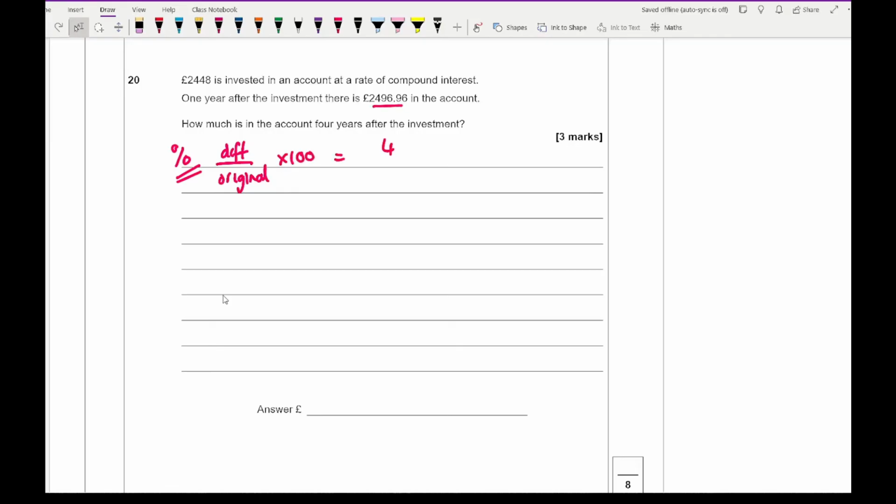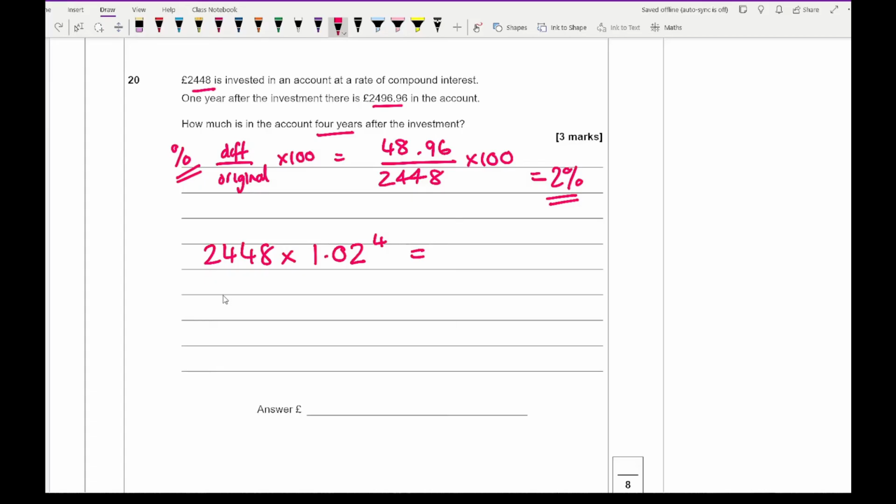So here the difference between these two amounts is going to be 2496.96 take away 2448, which is £48.96, divided by the original, which is 2448, multiplied by 100. So I work that out now, and I get an interest rate of 2%. So from this, using compound interest, we've got the original amount, which is 2448, multiplied by the decimal multiplier with a 2% increase over the number of times, so after 4 years. We type that into our calculator, so 2448 multiplied by 1.02 to the power of 4, and I get an answer of 2649.79. You always want to make sure you round to 2 decimal places whenever you're dealing with money.